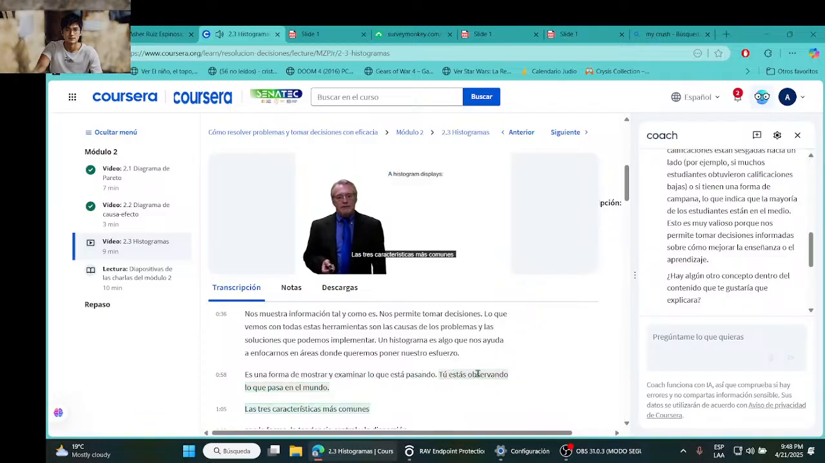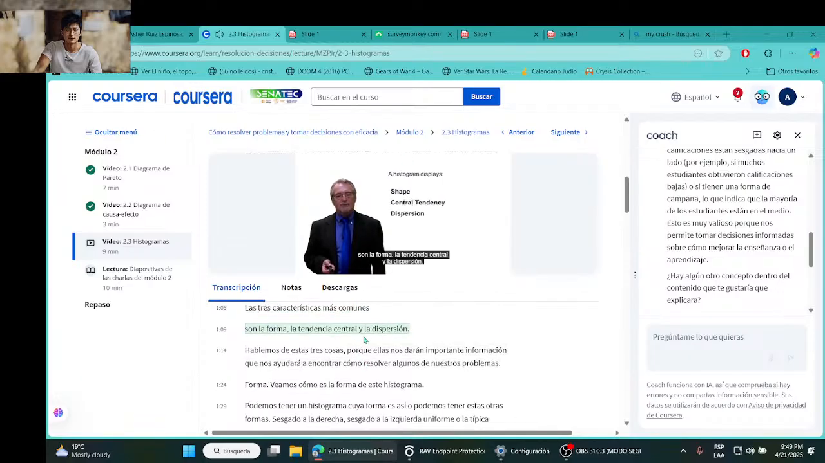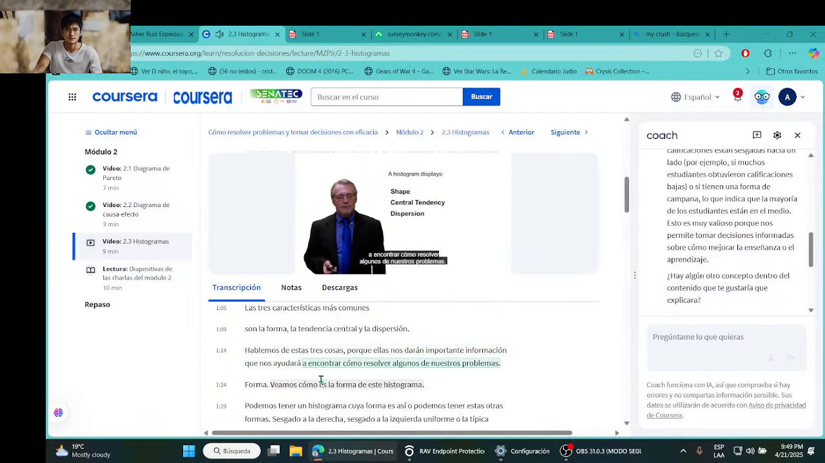Three most common characteristics. We have shape, we have central tendency, and we have dispersion. So let's talk about those three things, because they're all going to give us some good information that will help us focus in on where to look to solve some of our problems.